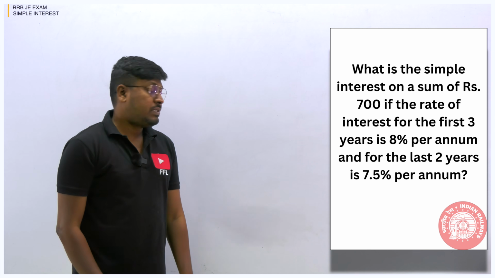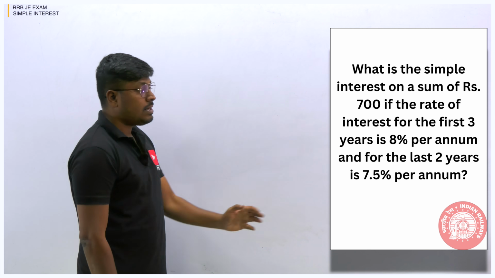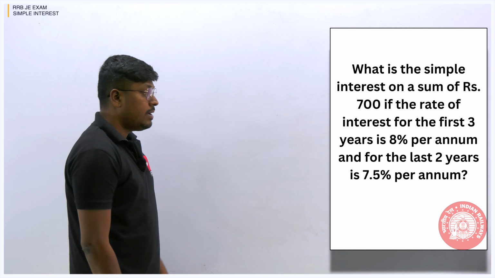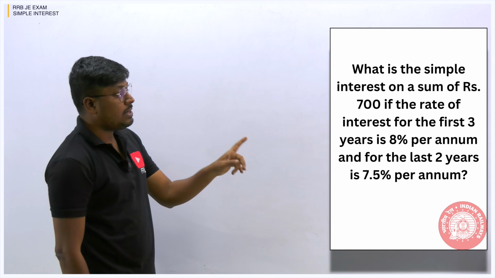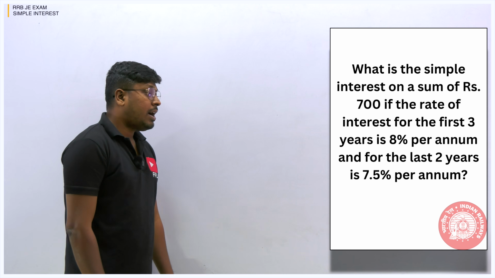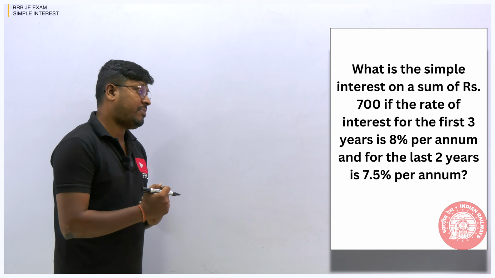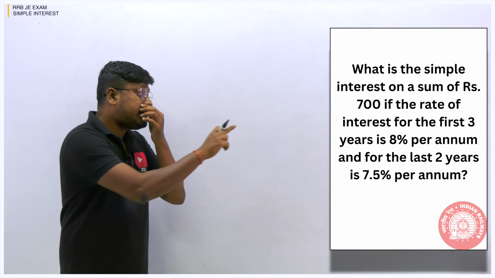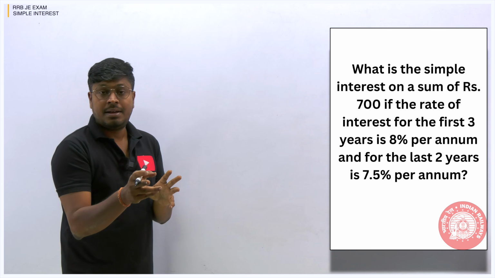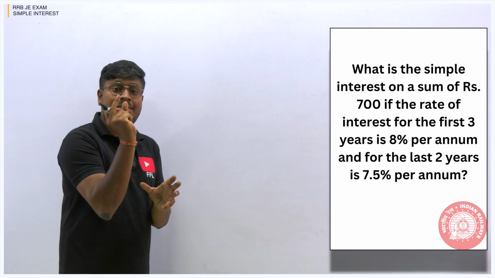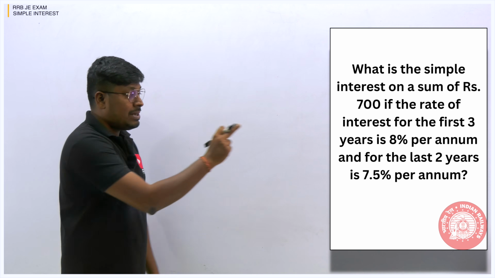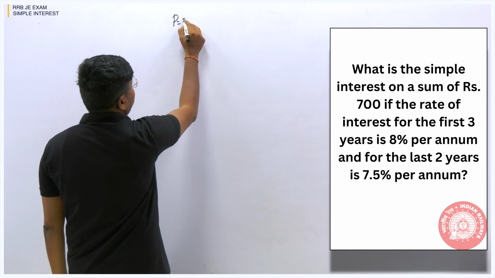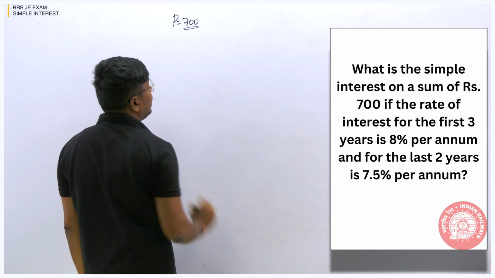Third question. What is the simple interest on a sum of rupees 700 if the rate of interest for the first 3 years is 8% per annum and for the last 2 years is 7.5 percent per annum? Our target is to find the simple interest on a sum. That means the sum acts as the principal. So what is the principal? 700. They have directly given the principal value, 700.